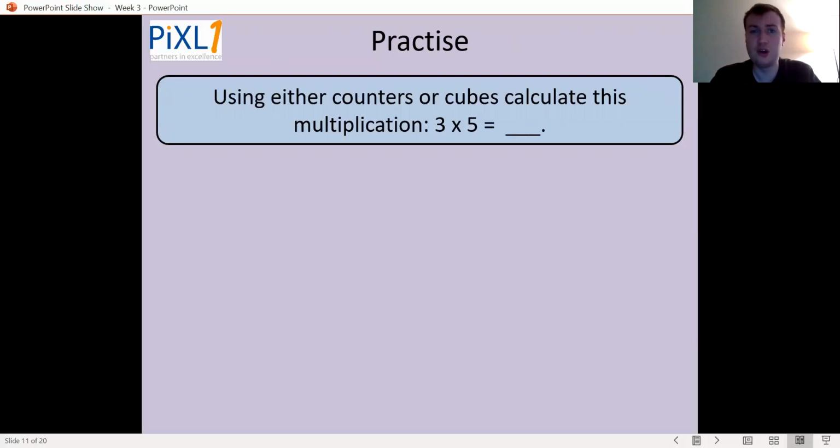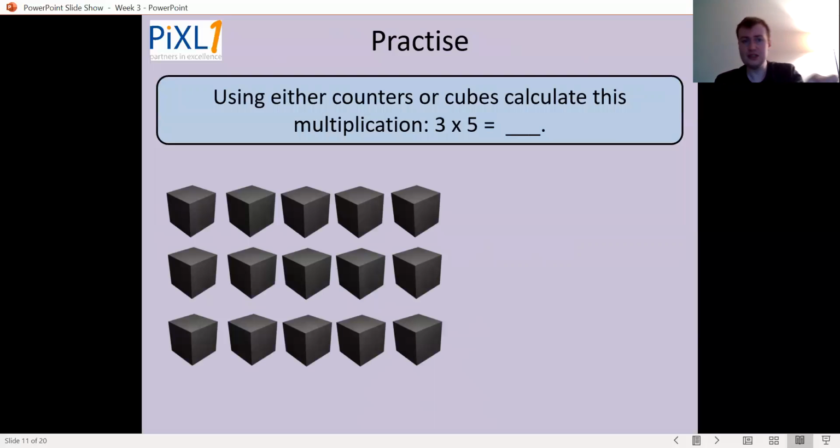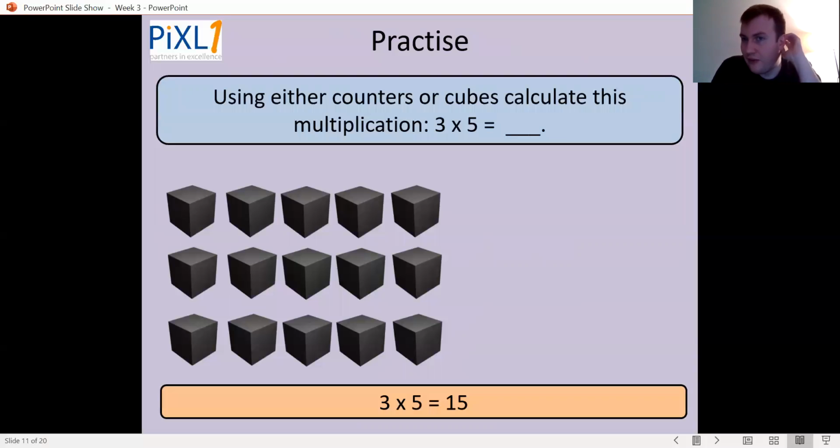Okay, hopefully you've done that and you've worked out the answer. So here I've used cubes. I've got 1 row of 5, 2 rows of 5s, 3 rows of 5. So I've got 3 groups with 5 in each. And I can count them up to get 3 times 5 equals 15. So well done if that's the answer you got.